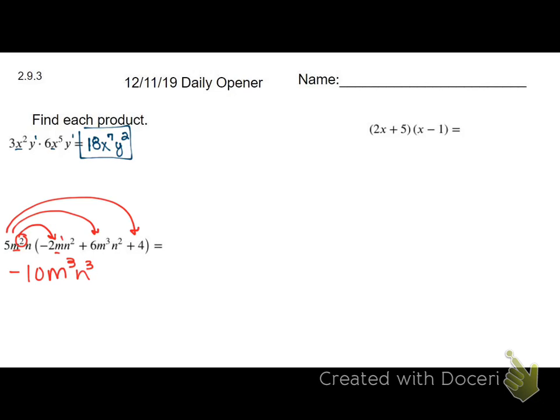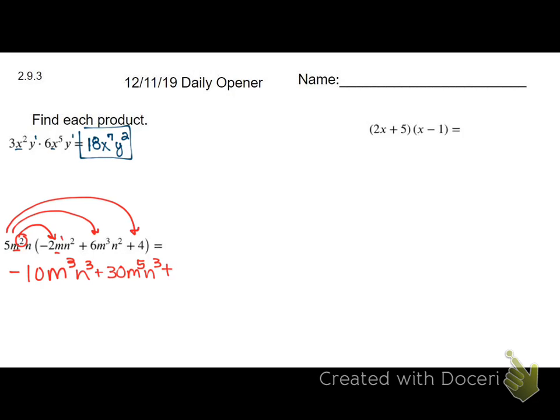Okay, so now I distribute my 5m squared n to my second term. So what's that going to equal? 30. Because 5 times 6 is 30. And then m to the what power? And n to the what power? M to the 5th, n to the 3rd. So m, I have 2 here, and I have 3, so 2 plus 3 is 5. N, I have 1 here, and I have 2 here, so 1 plus 2 is 3.